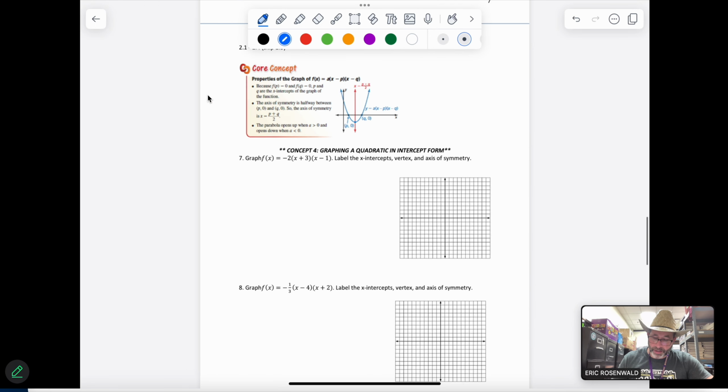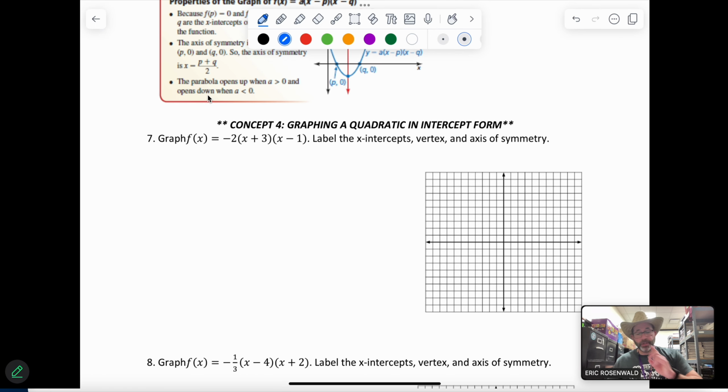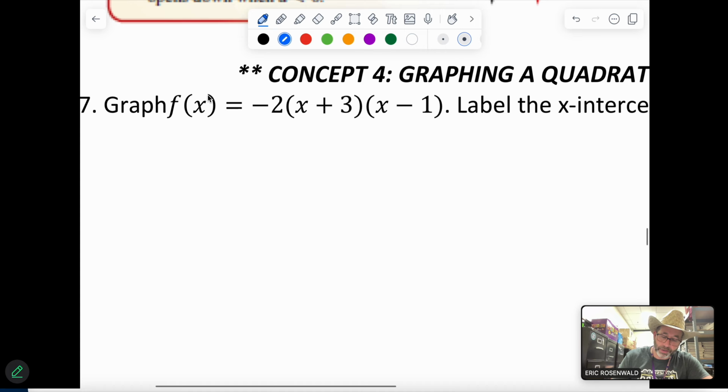So now we're going to try to find the equations from graphing these, and we're going to be looking at the x-intercepts, the vertex, and the axis of symmetry. This is super easy to do when you have it in this form. How do we find the zeros?